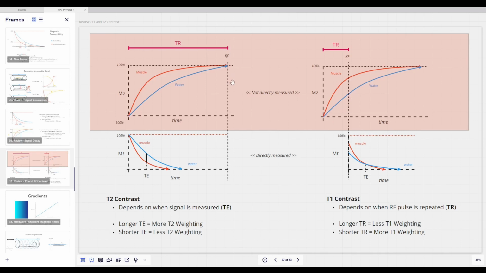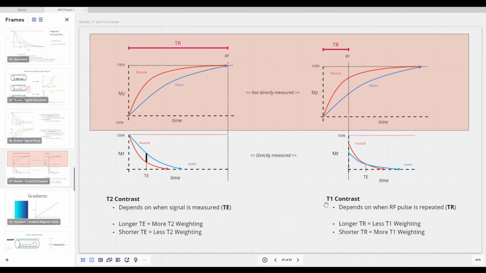Remember we said that T2 contrast depends on time to echo, where you acquire your signal along this curve. If you acquire your signal at a longer time, if you allow more time for this decay to happen, you're going to have more contrast. And if you pick your TE to be shorter, you're going to have less contrast up here. So you can decide how much T2 weighting you want in your image based on what you set your TE.